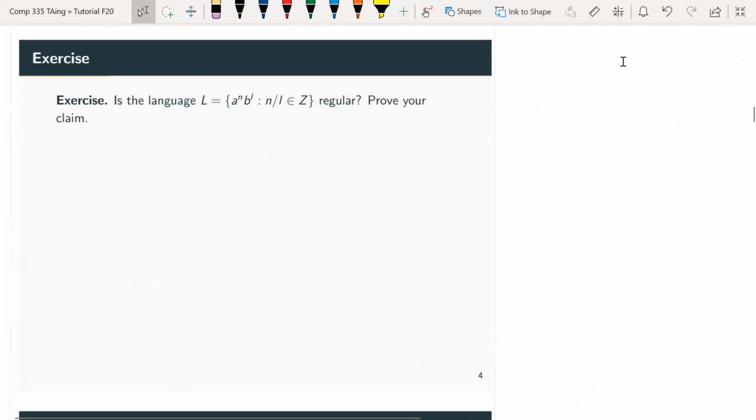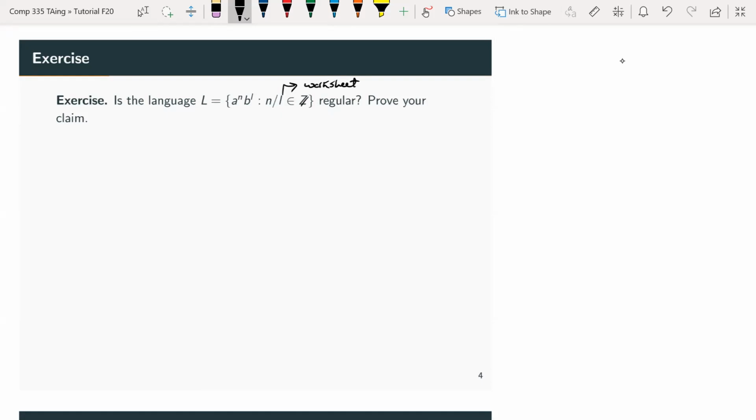I have the following language L, where L is the set of strings a^n b^l such that n over l belongs to the integers. So this is actually from your worksheet. I think it's the worksheet on closure properties and pumping lemma.